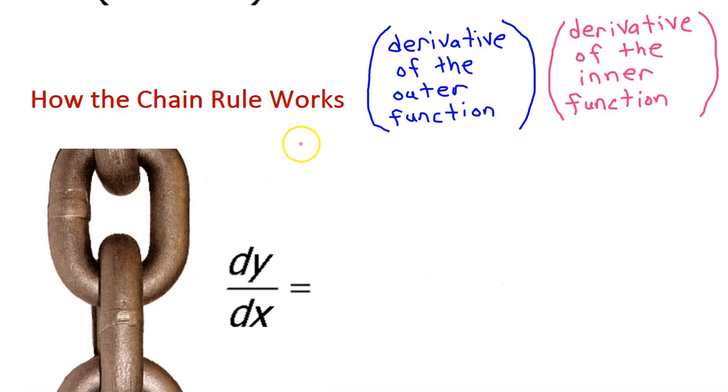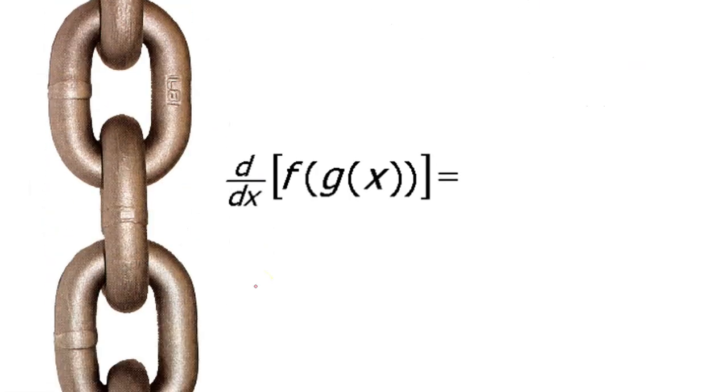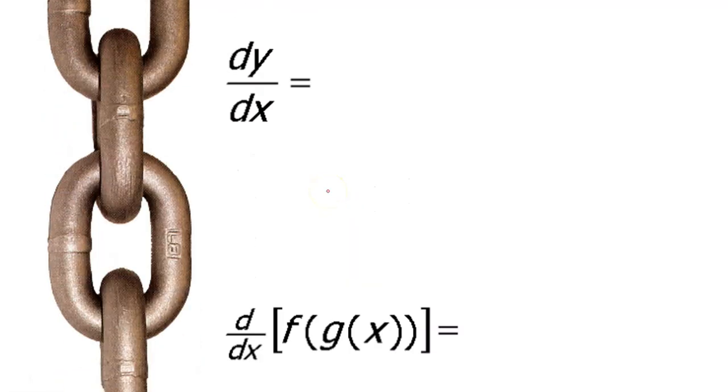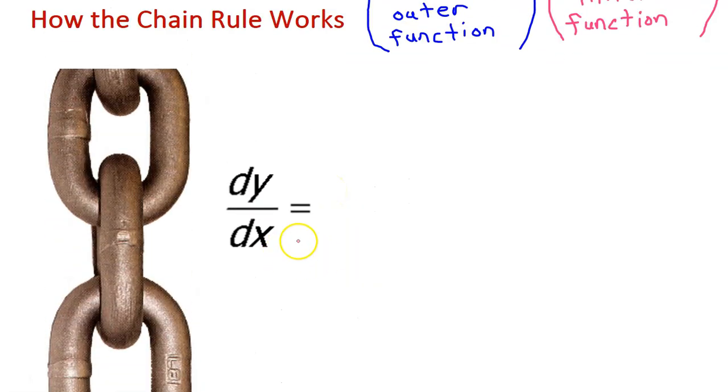The chain rule basically says that when you have a function inside of a function, you can take the derivative by first taking the derivative of the outer function, and then multiplying that by the derivative of the inner function. The chain rule looks a little bit different depending on whether you have the Leibniz notation or the Lagrange notation. But let's start with the Leibniz.